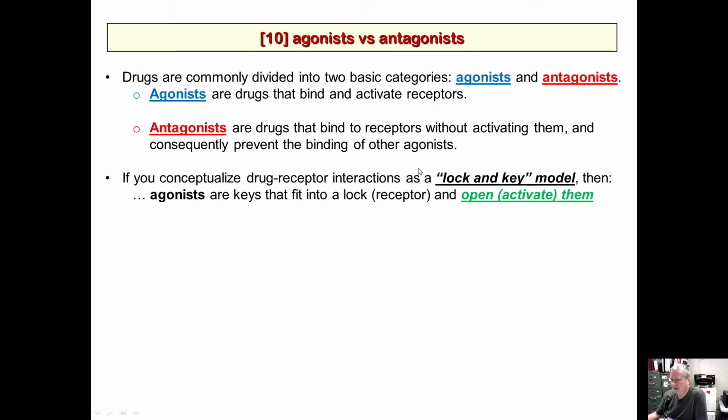If you think of a drug-receptor interaction as a lock and key model, then agonists are the keys that fit and open and activate a lock. Antagonists sort of jam the mechanism. That's a nice analogy.